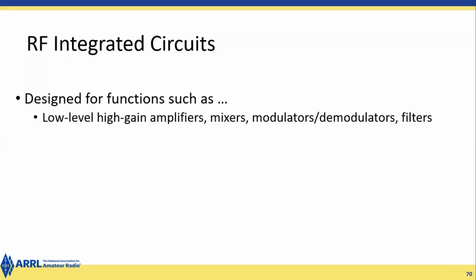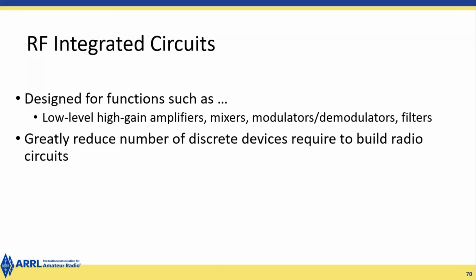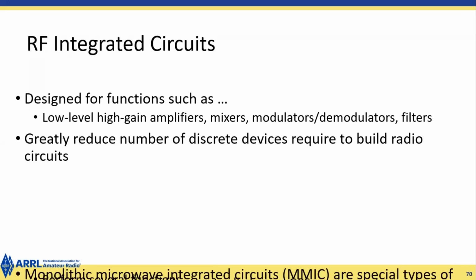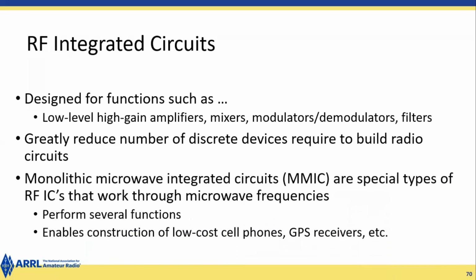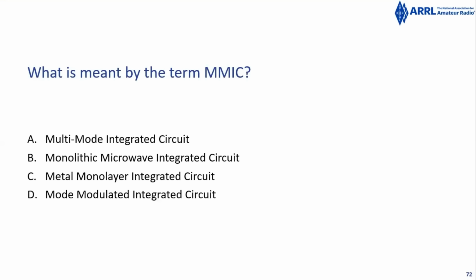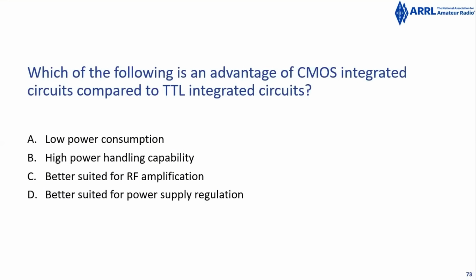RF circuits are designed to function as low-level, high-gain amplifiers, mixers, modulators, demodulators, and filters. They greatly reduce the number of discrete devices required to build a radio circuit. So you can get an RF integrated circuit that has a lot of these components already built into it. Monolithic microwave integrated circuits, MMICs, are special types of RF ICs that work through microwave frequencies and perform several functions. They enable construction of low-cost cell phones, GPS receivers, and those types of things. So what is meant by the term MMIC? It is a monolithic microwave integrated circuit.